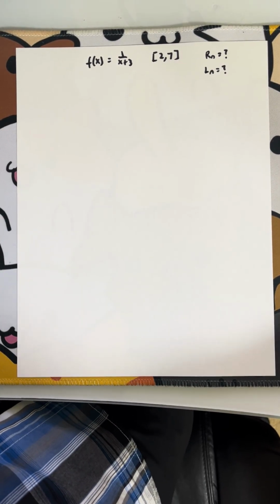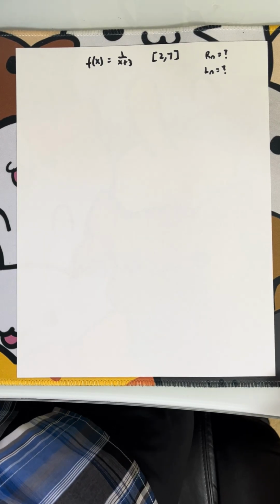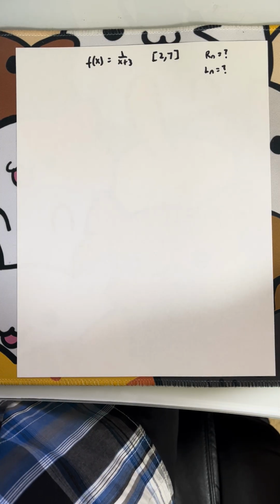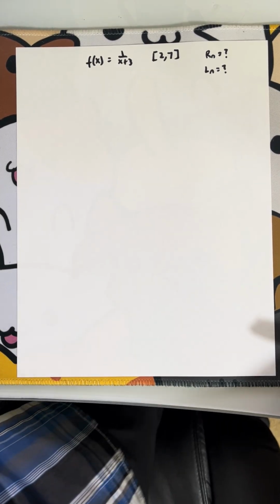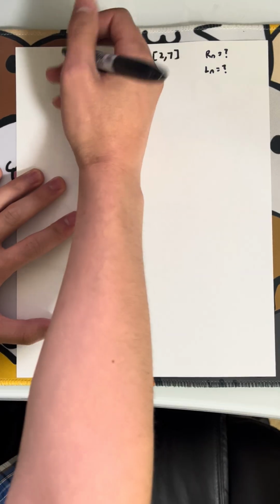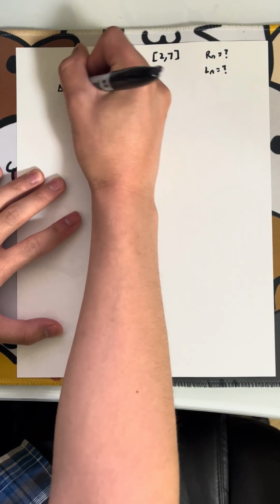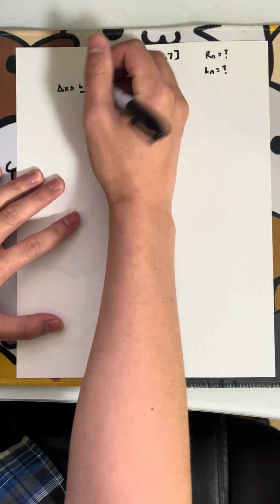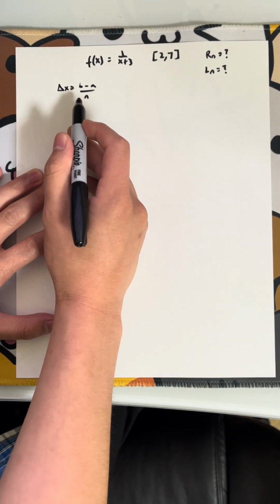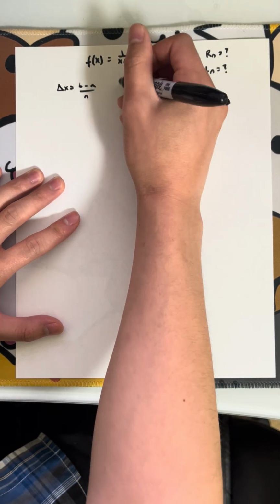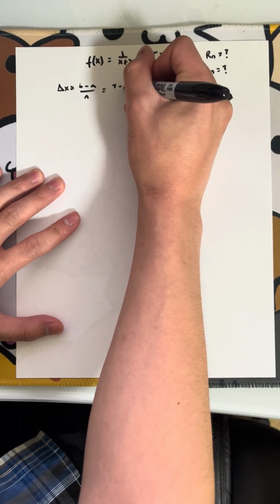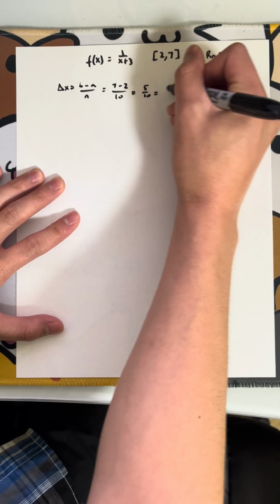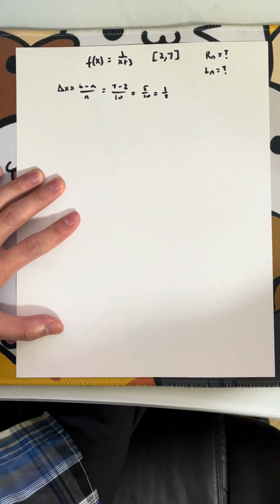Okay. So first, what we want to do is find the width of the rectangles, pretty much. To solve that, we use delta x equals b minus a over n, where n is the number of rectangles. So we put in the values: 7 minus 2 over 10 equals 5 over 10, which equals 1/2. So that is our width.